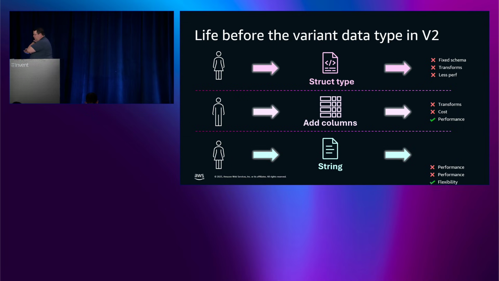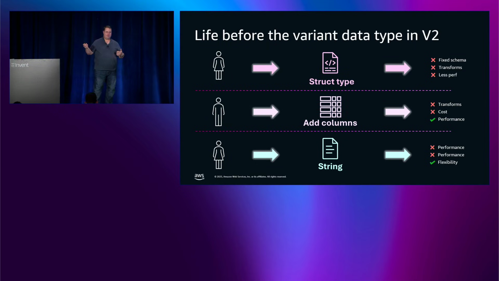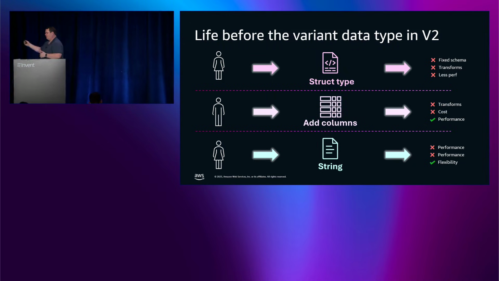And then the last one is string. I call this the give-up model. Like, I've got a semi-structured data set. I can't fit it into a struct. I don't want to materialize columns. Let's just throw it into a string field, right? And we'll do string parsing, parse JSON. We'll just grab data out of that thing whenever we can, right?